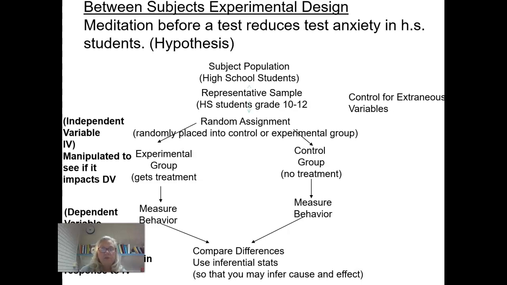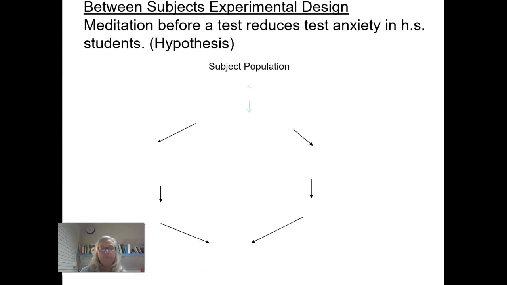Okay, so this is what I had before. So, does the IV cause a change in the DV? Does meditation cause a change in test anxiety? So the independent variable is going to be the first part of that question, meditation, and then test anxiety is going to be the dependent variable, because we are looking to see if meditation can cause a change in that dependent variable, which is test anxiety.